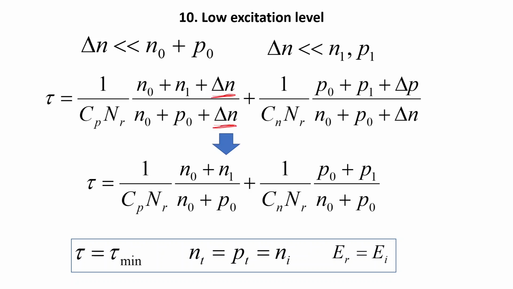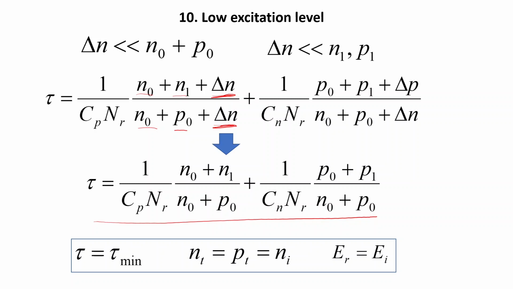these terms because they are much smaller than others, and we have the same in the numerator and denominator. That's why we go from the first, general equation to this more simplified one, associated with trap-assisted recombination under low level of excitation. What's interesting here is that the recombination lifetime is no longer a function of the concentration of non-equilibrium charge carriers.